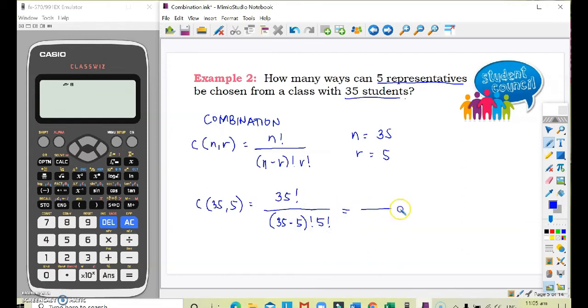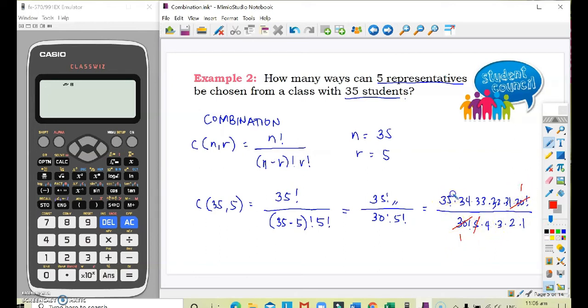Let's do this manually. So we have 35 factorial over 30 factorial times 5 factorial. Then let's write 35 factorial in terms of 30 factorial. So we have 35 times 34 times 33 times 32 times 31 times 30 factorial over 30 factorial times 5 times 4 times 3 times 2 times 1. Again, I'm going to expand the other factorial because there's only one way I can cancel the factorial. That is 30 factorial. That means this is 1 and this one.